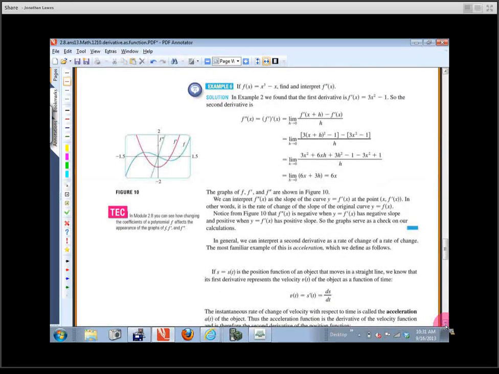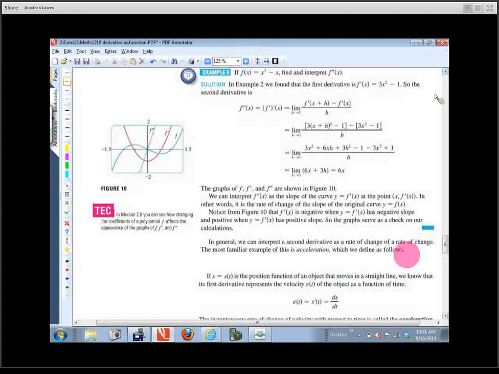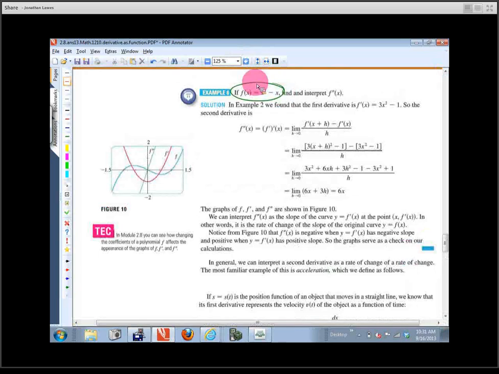So here's what they did. This is an example out of the textbook. We're given this function right here, and we want to interpret f double prime, in other words, the second derivative. In example 2 in the textbook, they found that the first derivative was this. Notice it's very similar to the example that we just did. If you're going to find the second derivative, that means you find the derivative of the first derivative, the slopes of the slopes, or the rate of change of the rate of change.